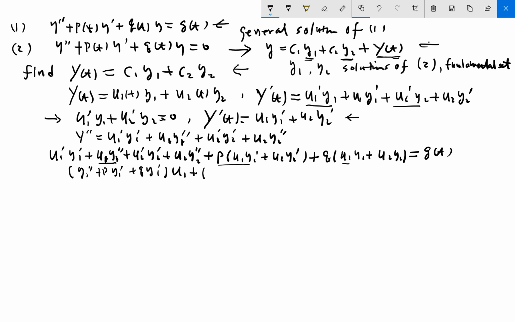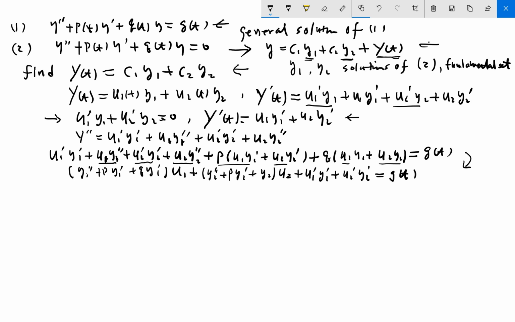Then we got all the terms with u2, put them together. This is the first one. So you got y2 double prime plus another one here, p y2 prime. Then the third one was q y2. All those are the terms with u2. Okay, so what's the term left? The term left is u1 prime y1 prime plus u2 prime y2 prime, equal to g of t. We just rearranged the terms from here to here.